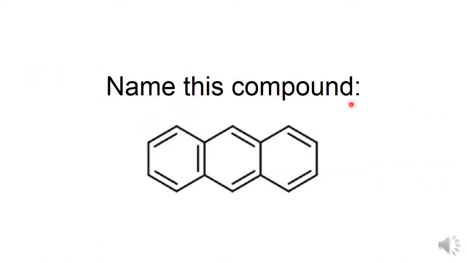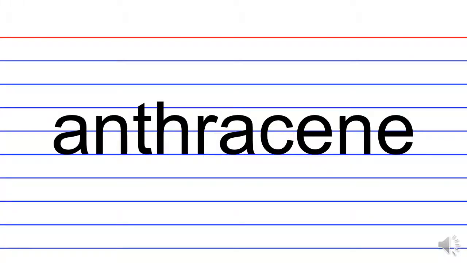So here goes an interesting one. Name this compound. It's 3 aromatic benzene rings attached to each other. So what's the name of this compound? I'll give you a moment to think about it. All right, so the name of this compound is anthracene. The image of anthracene is 3 benzene rings linearly attached to each other, okay?